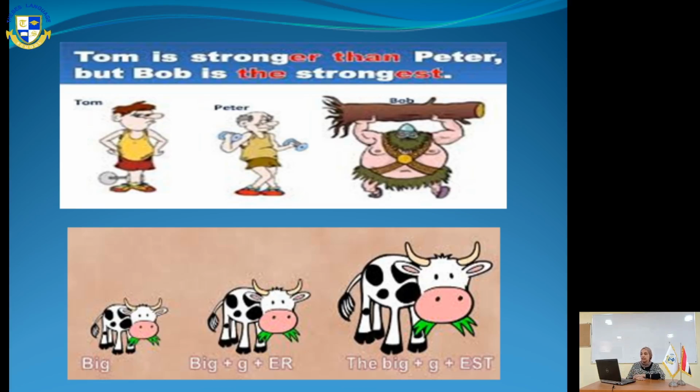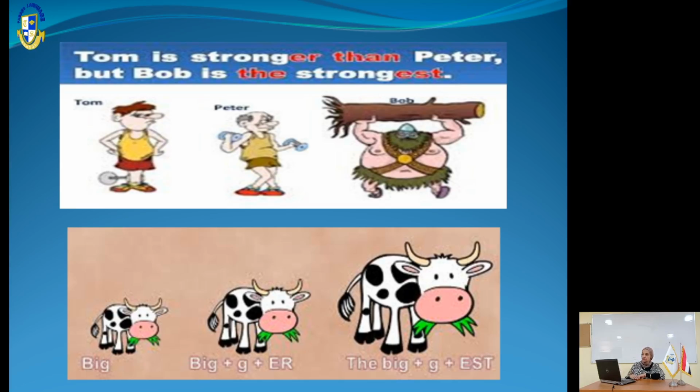Now look at these cows down here. This one from the left is big, maybe for you. The other one beside it is bigger. But look at this one, the one on the right. This is the biggest. It means that no cow here is bigger than it.